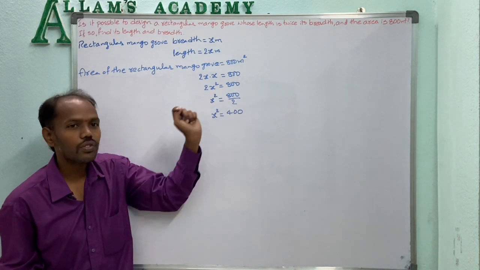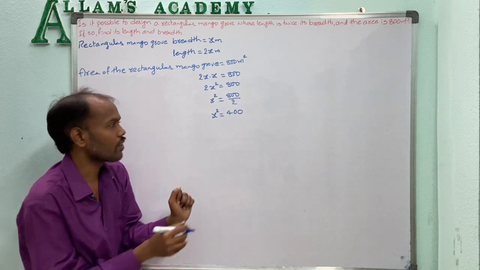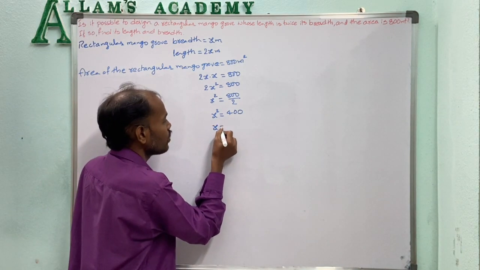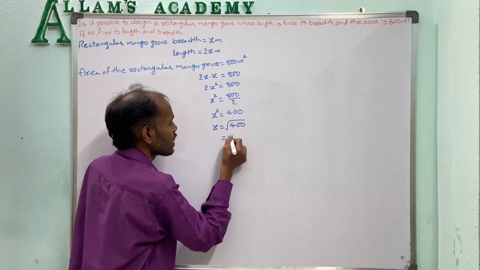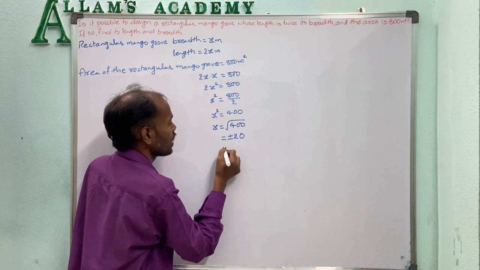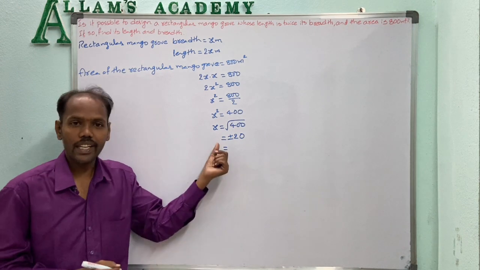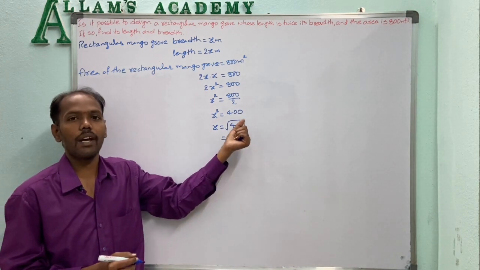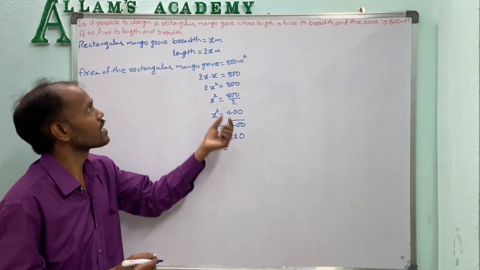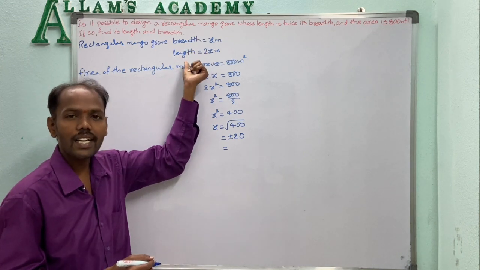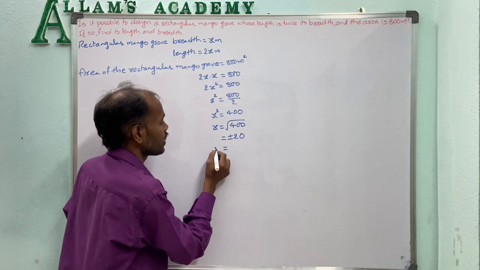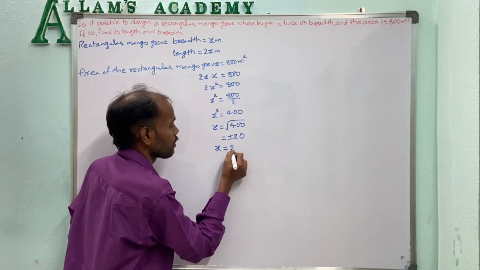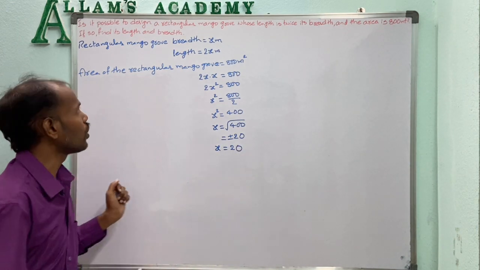So 2 ones, 2 fours. So x square equal to 400, then x equal to under root 400. Under root 400 means that is nothing but plus or minus 20. That means here we have a chance to take plus 20 or minus 20. But we are talking about the sides of the rectangular mango grove, that means we want to take a positive number only. That means plus 20 only.